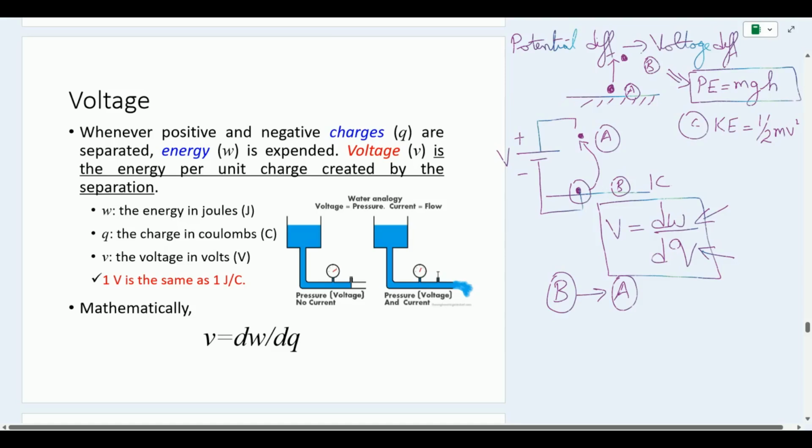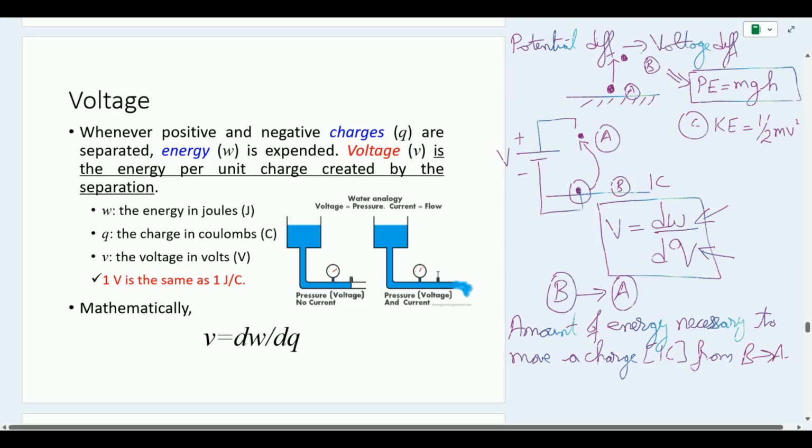So basically it is the amount of energy necessary to move a charge of 1 coulomb, let's say 1 coulomb, from point B to point A, or from a lower point to a higher point. So this is how we define a voltage.